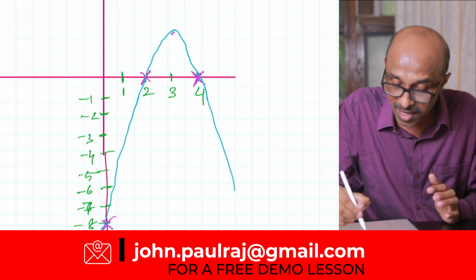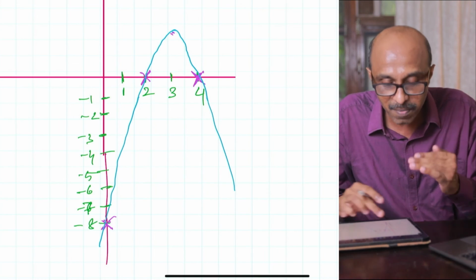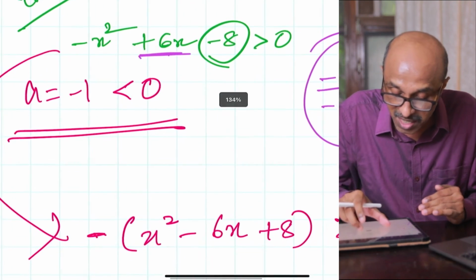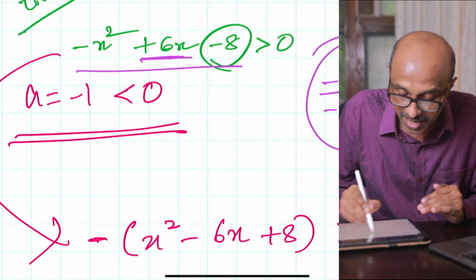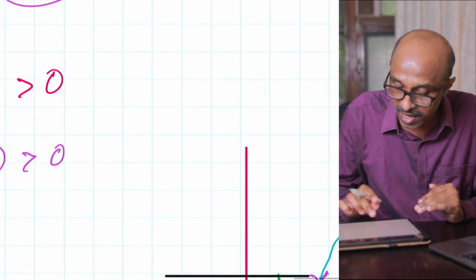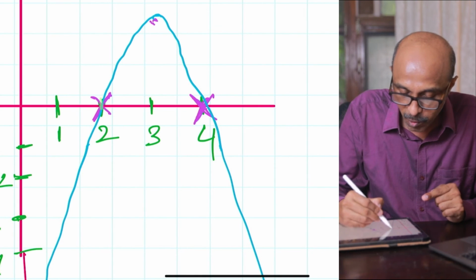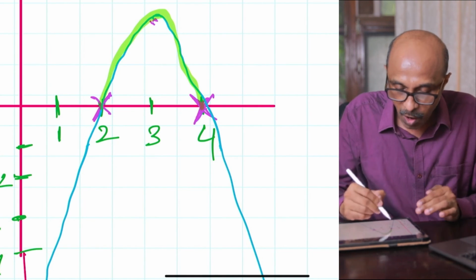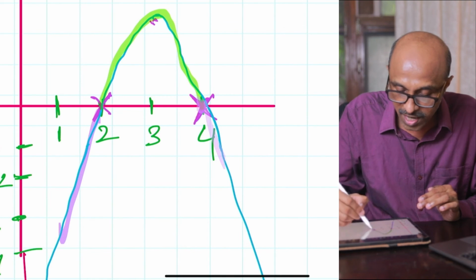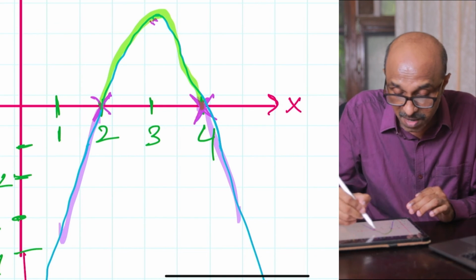Then all that you're doing is looking at the graph and saying, when is it above? Why are we asking that question? When is it above? Because that is what this question has to be interpreted as. This is a quadratic. Greater than 0 implies above the x-axis. So looking at the curve, that portion is above the x-axis. All this is below the x-axis, right? This is the x-axis here. Okay, this is the x-axis. That green portion is above.